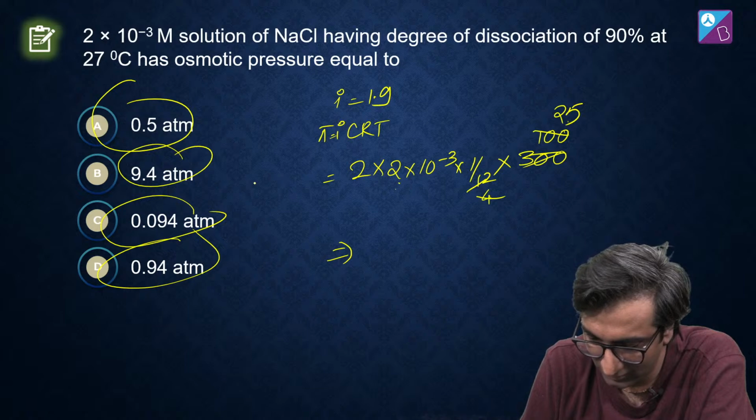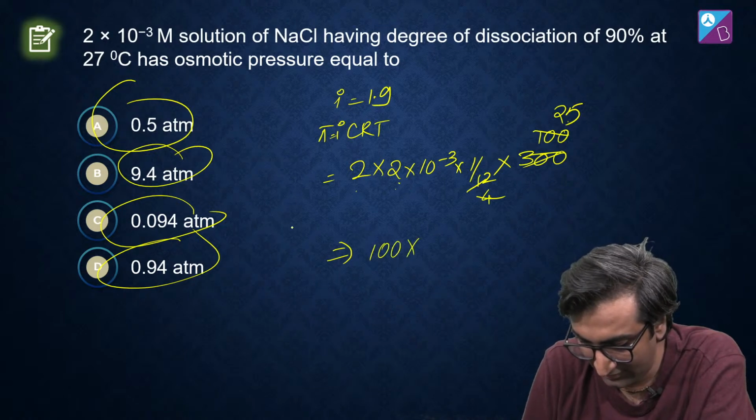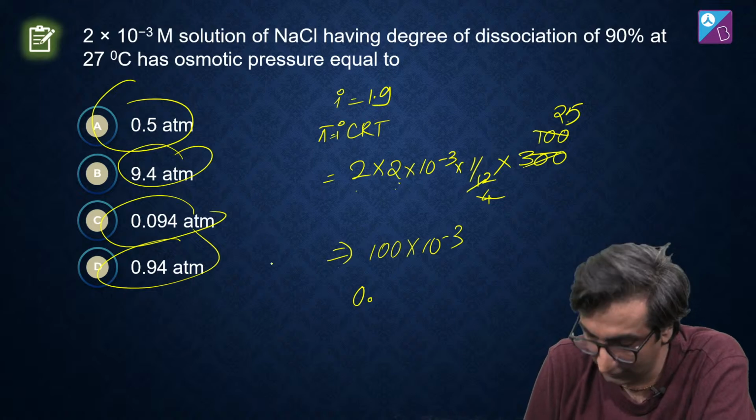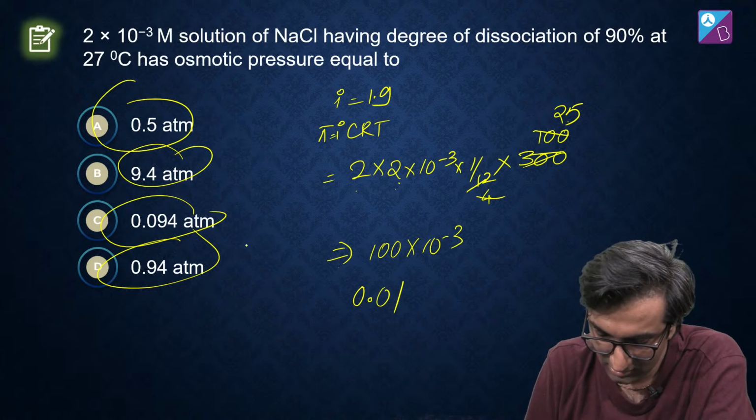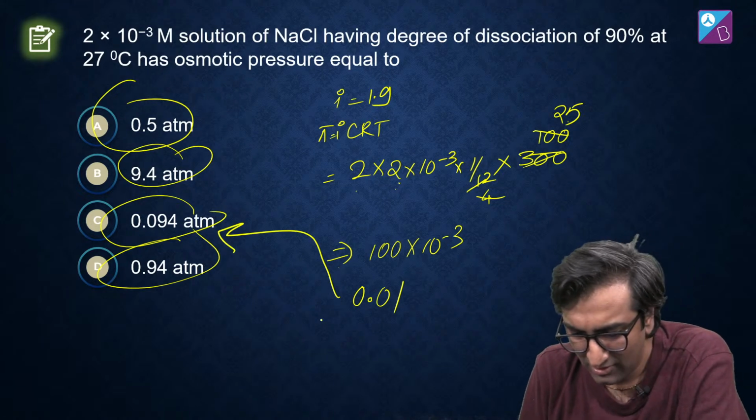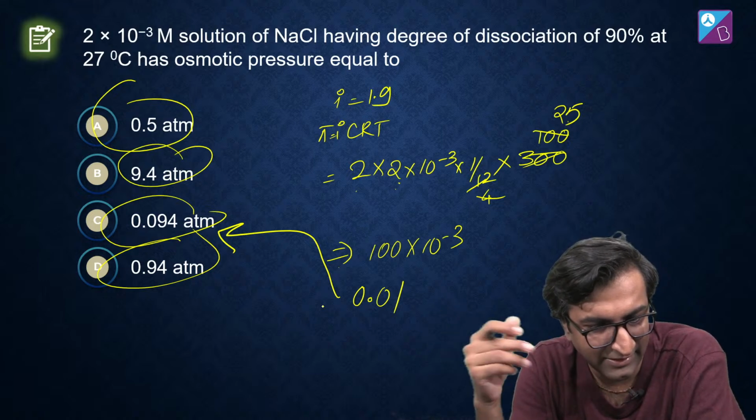25 into 2, 50 into 200. 100 into 10 power minus 3. That is 0.01, I want to say. ठीक है. So the one that's close to this is this. That's the answer. So this is a funny thing. Exactly, right? आप देख रहे हो?